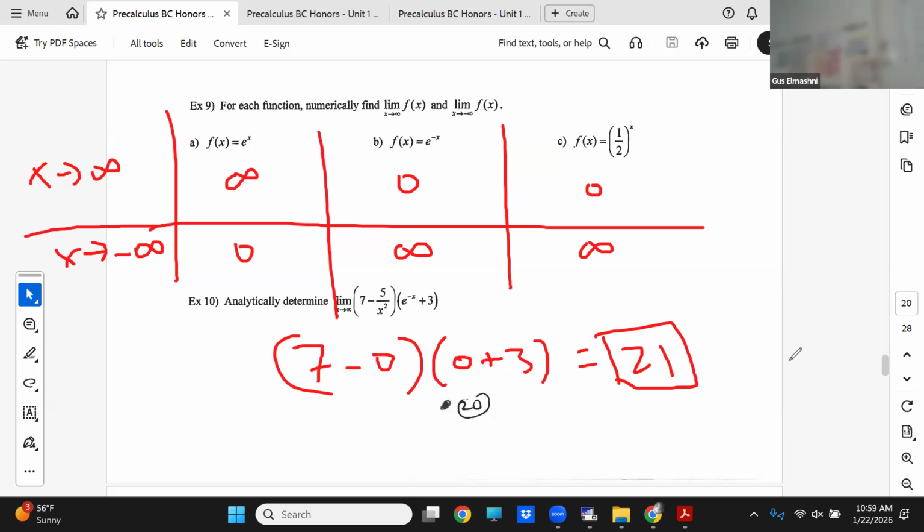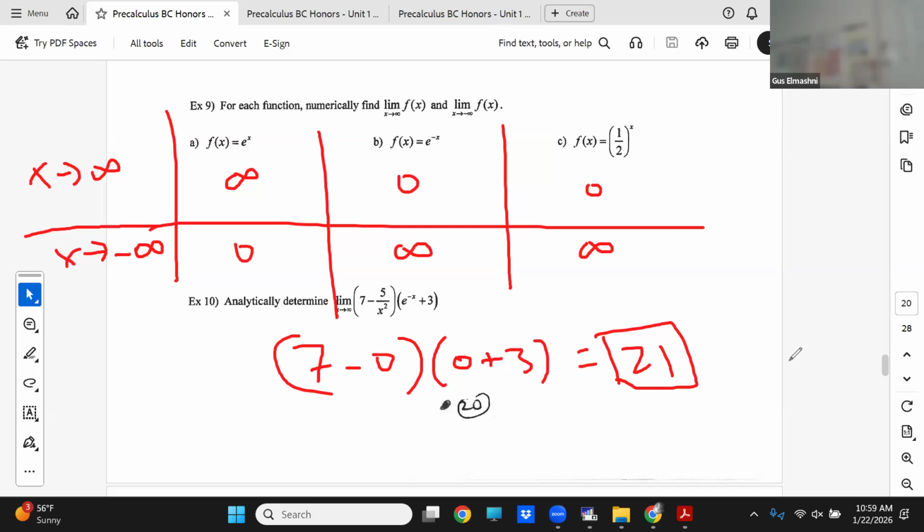Now, e to negative x, that's reversed, right? Isn't that 1 over e raised to the x power? Isn't 1 over e less than 1? Hence, that's decay. Since it's a decay function, if x is approaching infinity, that's going towards 0. But on the flip side, going towards negative infinity, it's going to positive infinity. 1/2 to the x is just like part B, because the base is still between 0 and 1. So part C is the same as part B.